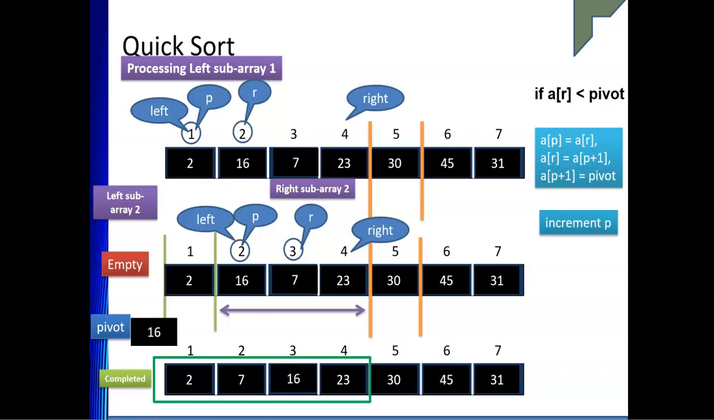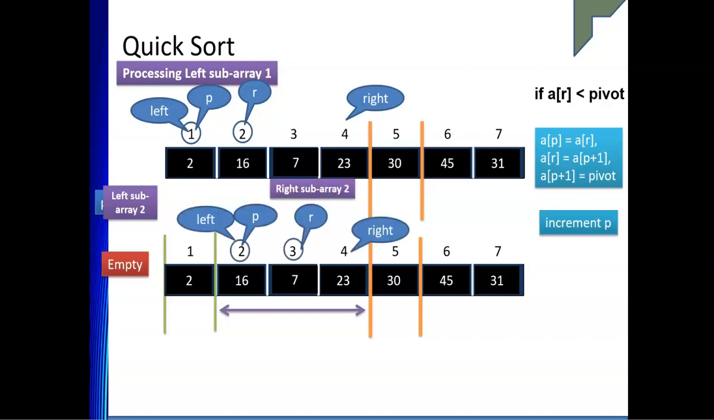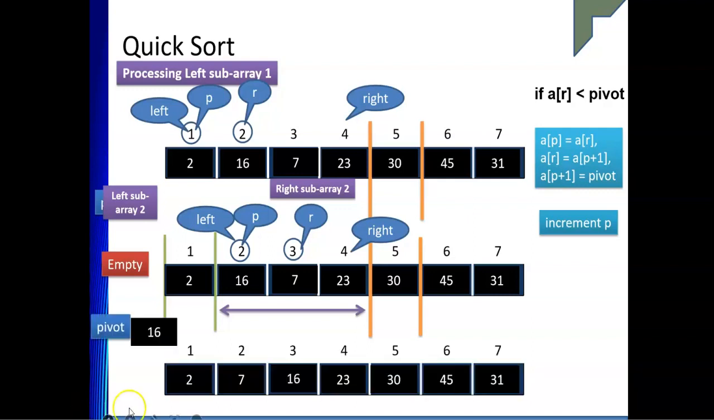Completed. Now I will go back to my right. I have the left subarray sorted. The same thing: I take 2 as the pivot element, then I have the right subarray as 16, 17 and 23. Then again I take 16 as a pivot element, and once I do it, I get 2, 7, 16, 23, and this is completed. The same thing has been repeated here for your convenience.